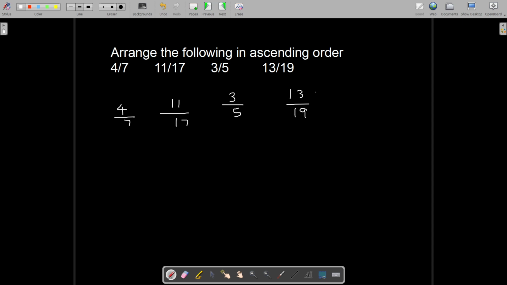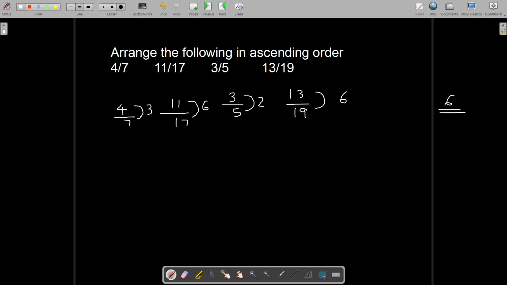Here the difference between numerator and denominator is 6. Here the difference is 2. Here the difference is 6. Here the difference is 3. LCM of 3 and 6 and 2 and 6 is 6. LCM of all these differences is 6. So you have to make all the differences 6.